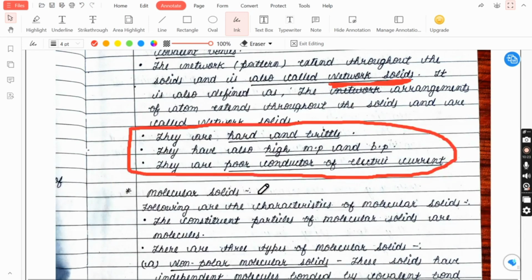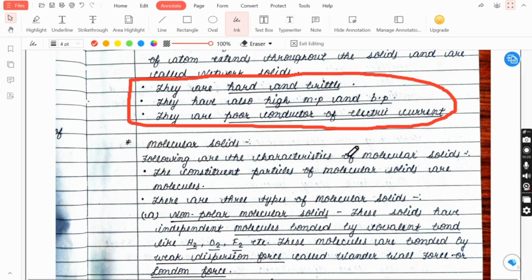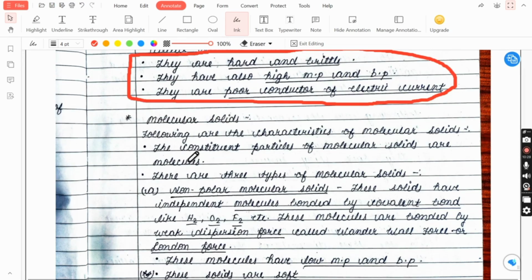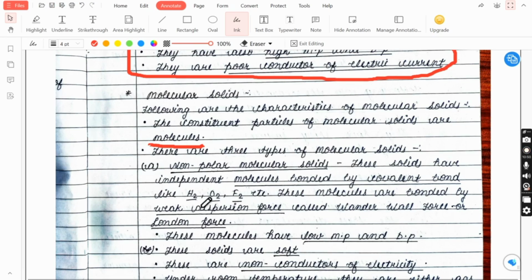Then to move ahead, we have molecular solids. With the name you can tell that the constituent particles of molecular solids are molecules. The molecules which make up a solid structure are called molecular solids. So the solids whose constituent particles are molecules we will term molecular solids. For example, we have H2, O2, F2. These are molecular solids.